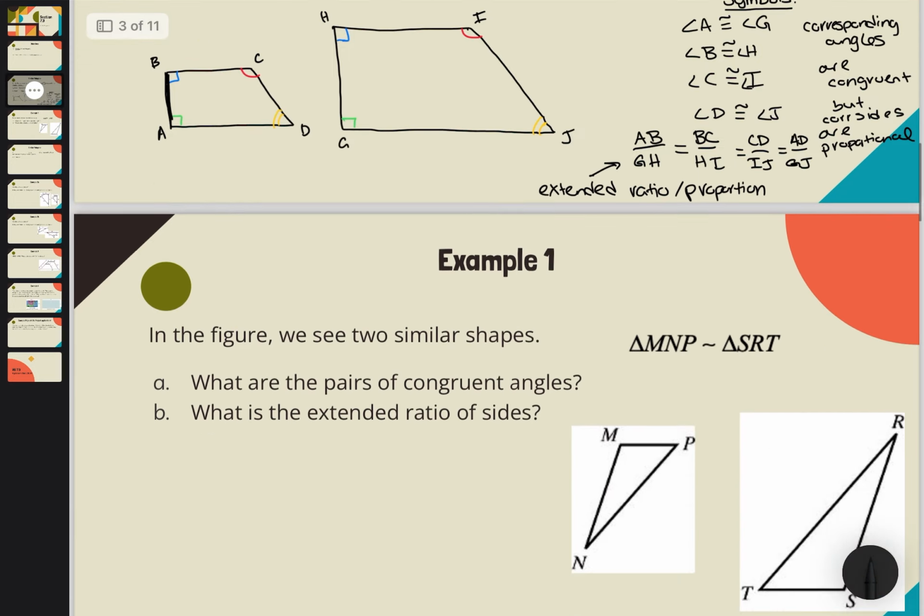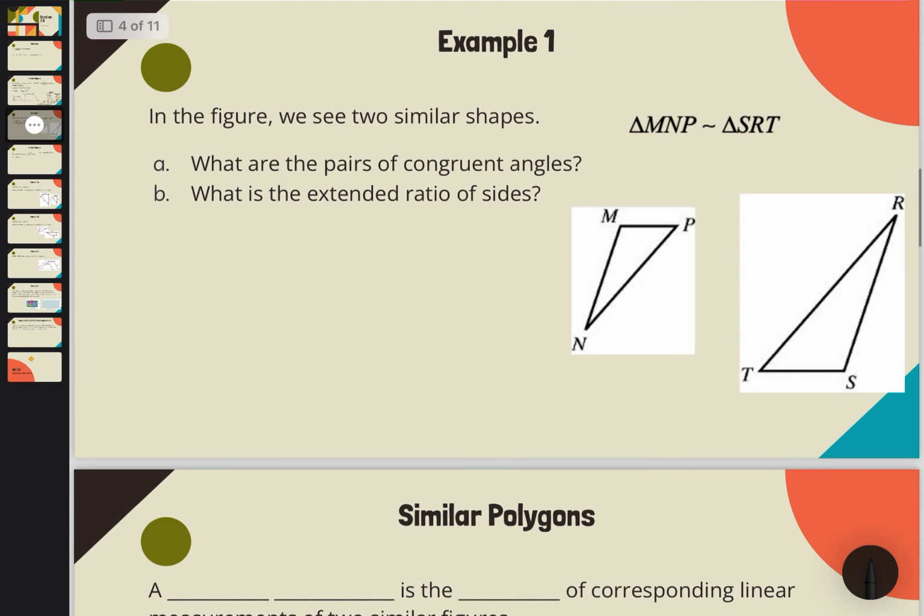Let's do an example. In this figure, we see two similar shapes. Here is what we call a similarity statement. You guys have dealt with congruency statements. There's going to be a lot of things that are kind of the same, but a little bit different with similarity. Order of letters does matter. So what are the pairs of congruent angles? You could either use the diagram or you can use the similarity statement.